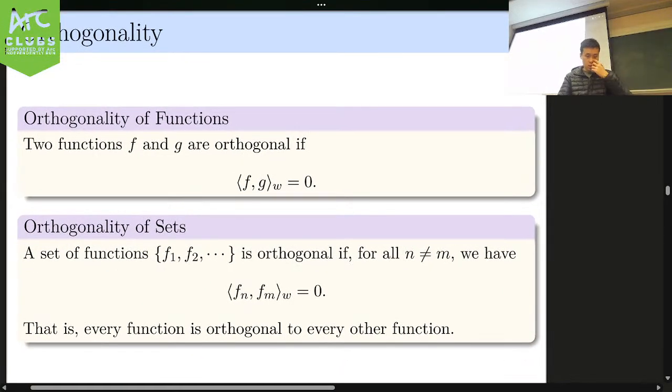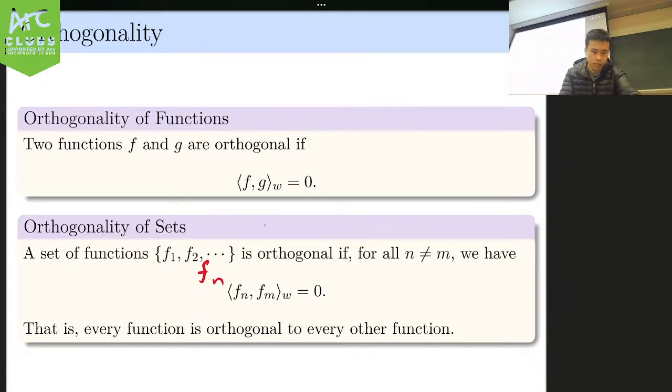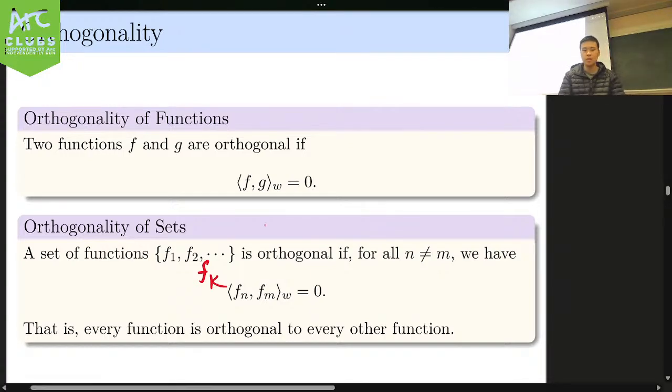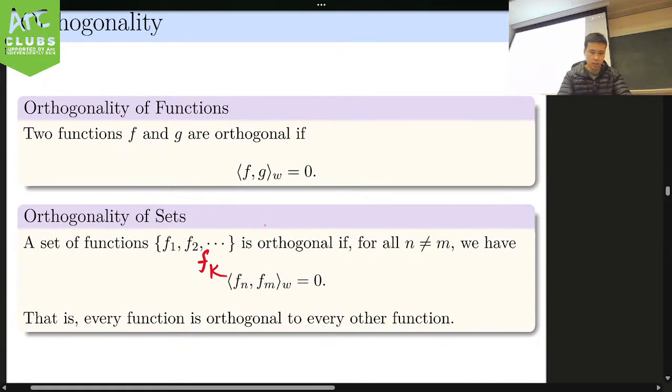So then we have this idea of the orthogonality of a set. If you have a set of functions, the set is orthogonal if, for f_n and f_m, assuming n and m are distinct so they can't be equal, any pair of two functions within the set has an inner product of 0. Obviously not with itself, because then you're just asking for the square of the norm.